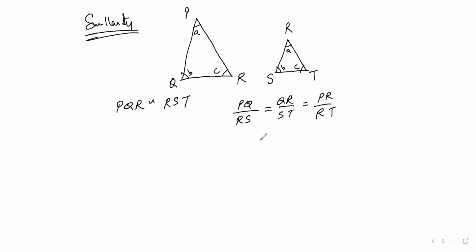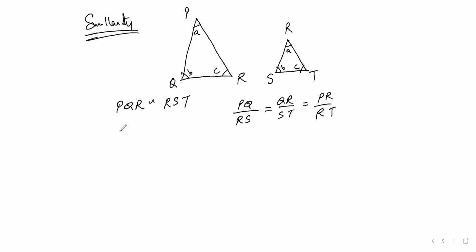I would like to rephrase my sentence. I made a mistake. Earlier I might have said the corresponding sides are equal. No, the corresponding sides have the same ratio. So PQ upon RS, that's a ratio which will be equal to the other corresponding sides' ratio QR upon ST, which will be equal to the ratio PR and RT.